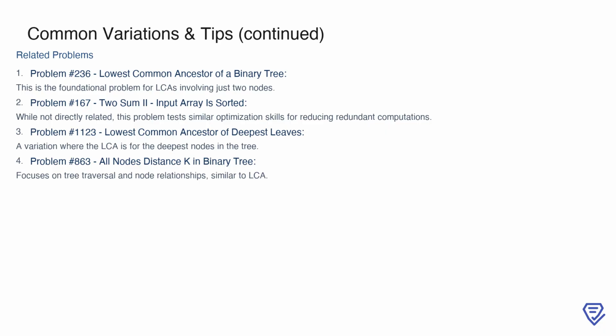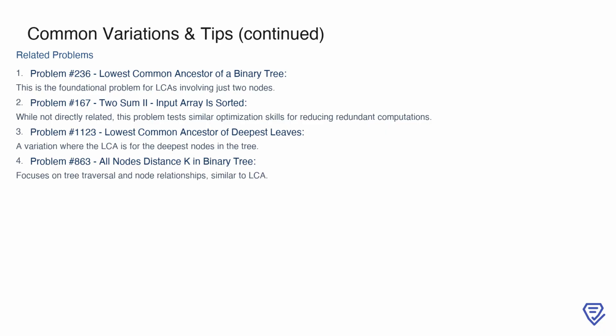This problem also connects to several other related problems, which can help you understand it in a broader context. For instance, problem number 236, the lowest common ancestor of a binary tree, is the foundational problem for LCA algorithms involving just two nodes. It's a great starting point for building your intuition. Another relevant problem is number 1123, the lowest common ancestor of deepest leaves, which is a variation where you find the LCA for the deepest nodes in the tree.